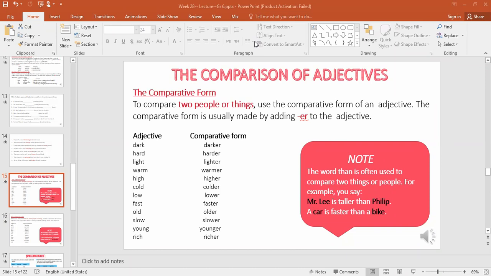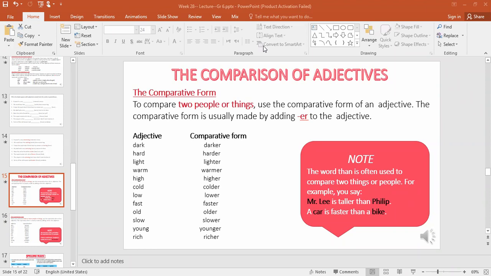What do we mean by adding er to the adjective? For example, I can say dark, darker. I can say hard, harder. I can say light, lighter. Warm, warmer. High, higher. Cold, colder. Low, lower. Fast, faster. Old, older. Slow, slower. Young, younger. Rich, richer. I am adding er to the adjectives in order to change them to the comparative form. Okay? Clear? Yes. Okay, great.